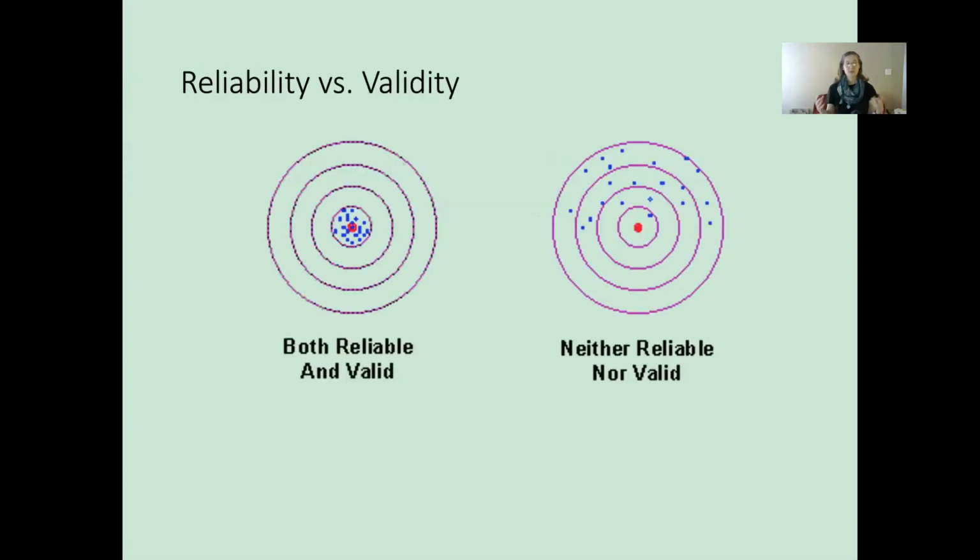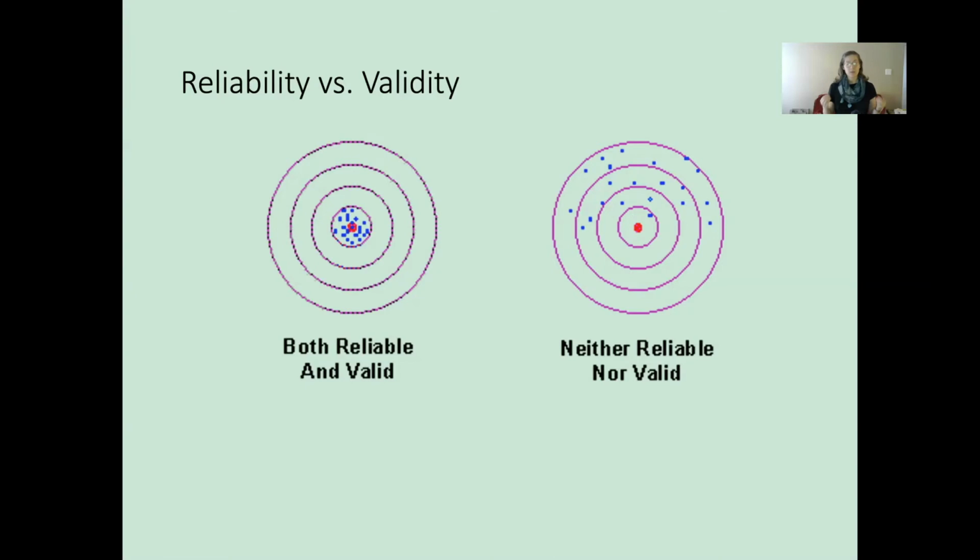So we're looking at 2 bullseyes here. There's one on the left with the label both reliable and valid. It has 4 concentric rings in this kind of purple color. We've got a red dot in the center to indicate the bullseye, the actual target, and then we have dots to indicate where the darts were thrown or where the arrows landed after they were shot. So those little blue dots show that the hits are clustered very, very close to the center dot. One of them is actually on it. And they're also clustered very, very close together.